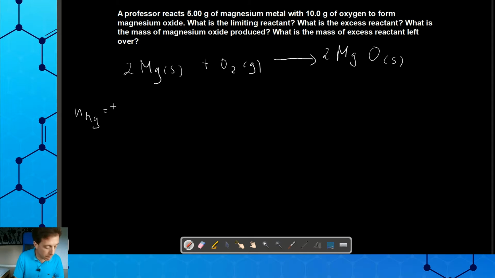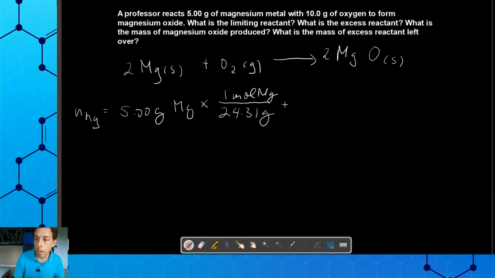So we then just calculate that by having the 5 grams of magnesium, and divide that by the molar mass, or in this case the atomic mass. It is 1 mole of magnesium is 24.31 grams. And if we calculate that, we end up with 0.2057, and it's usually a good practice to carry extra digits as you're doing intermediate calculations.